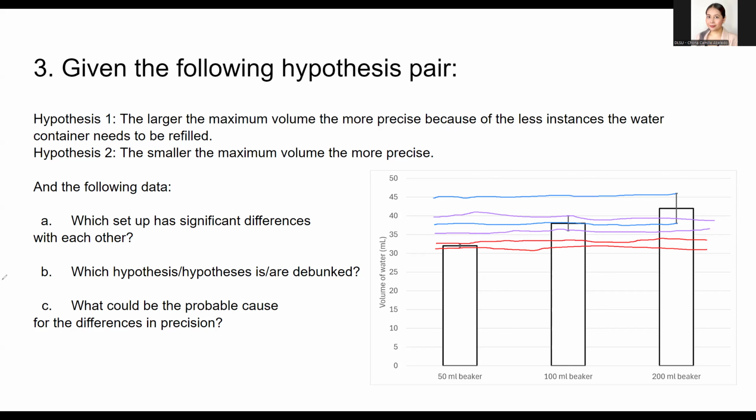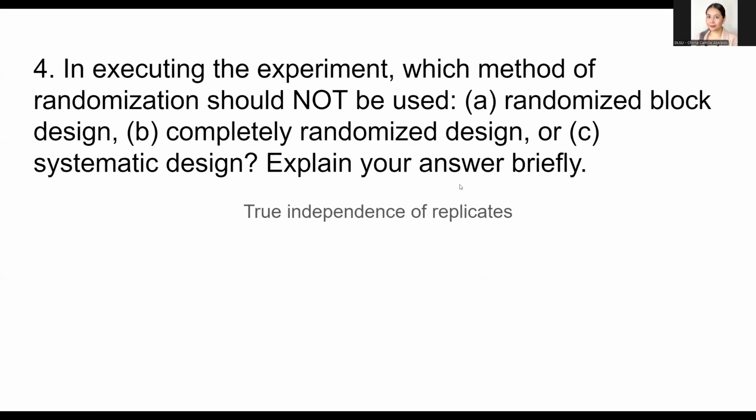Okay, so let me just clear the annotations. And let's move forward to question number 4. In executing the experiment, which method of randomization should not be used? A, randomized block design, B, completely randomized design, or C, systematic design. Explain your answer briefly. So both randomized block design and completely randomized design are good for exercise 2 because they allow for true independence of replicates.